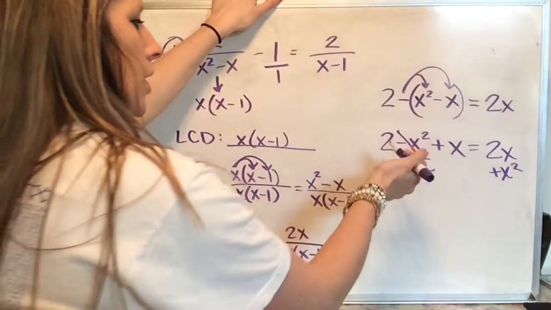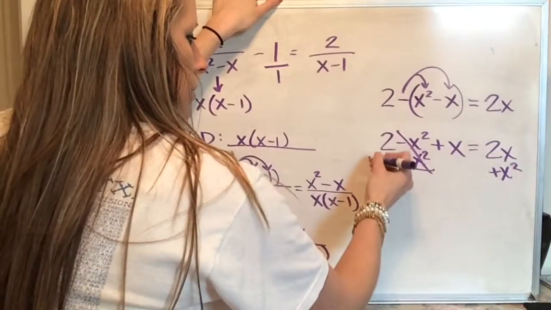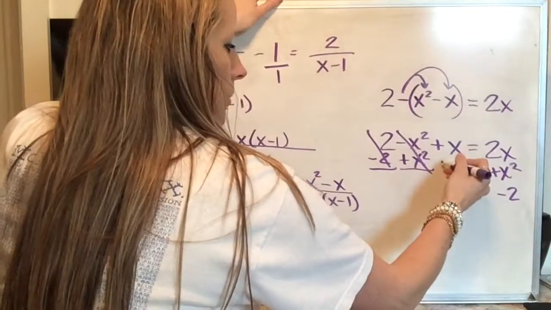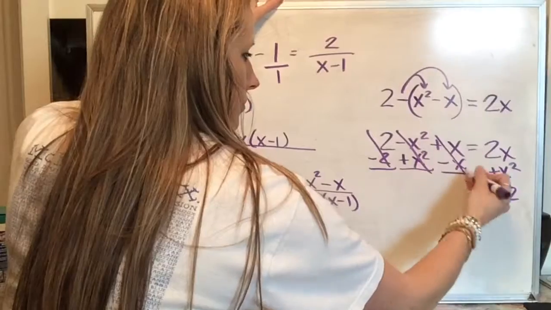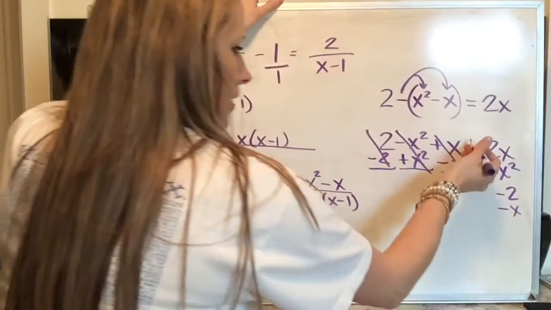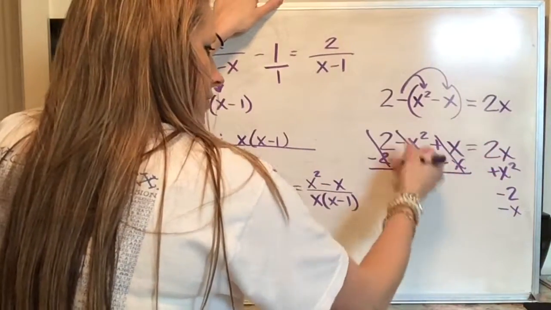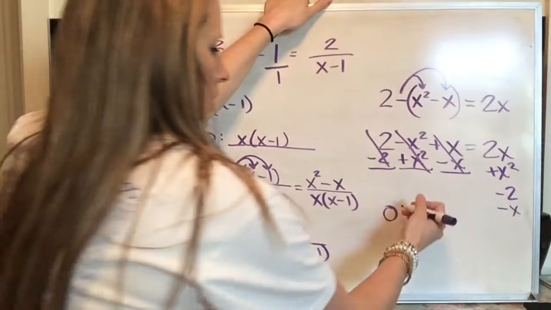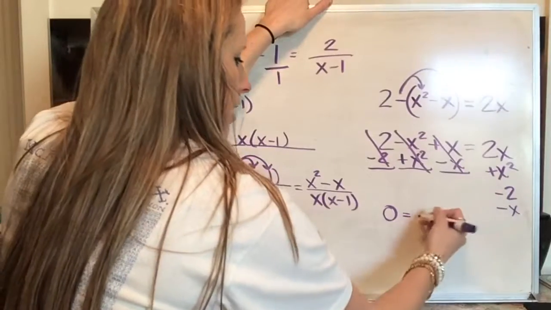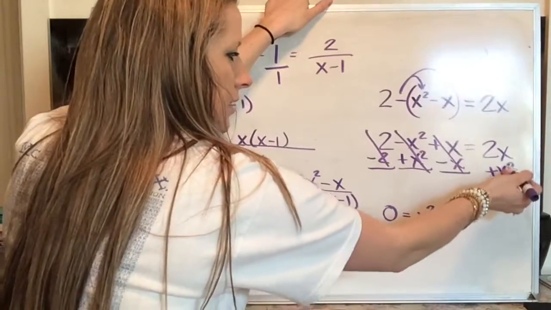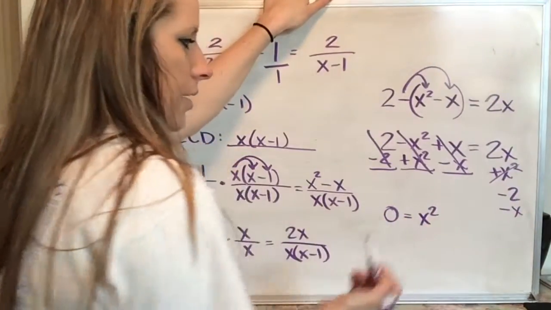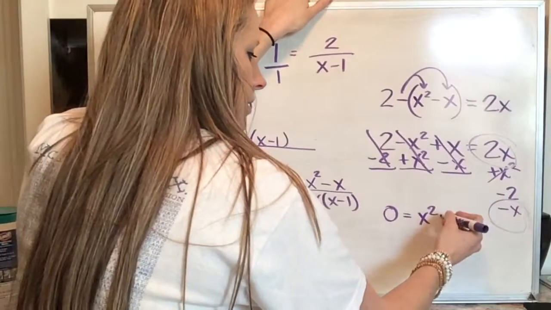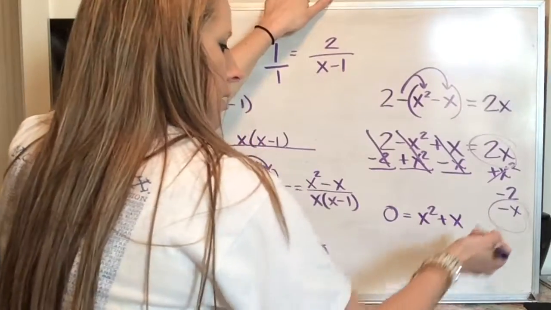Okay, so I'm going to add the x squared. I'm going to subtract the 2. I'm just going to do it in one step here. And I'm going to subtract the x. That way, I have a 0 on this side. Okay. So 0 equals, I'm going to have an x squared. That didn't combine with anything. My x's will combine. So 2x minus x is a positive x minus 2.